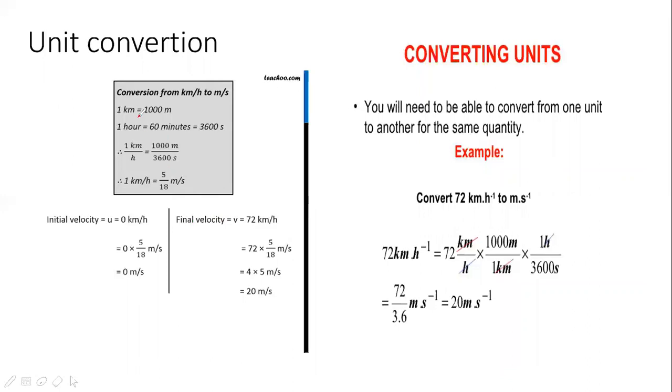1 kilometer is equal to 1000 meter. Kilo means 1000, meter means unit of length. In 1 kilometer, kilo is a prefix. 1 hour is 60 minutes and 3600 seconds.